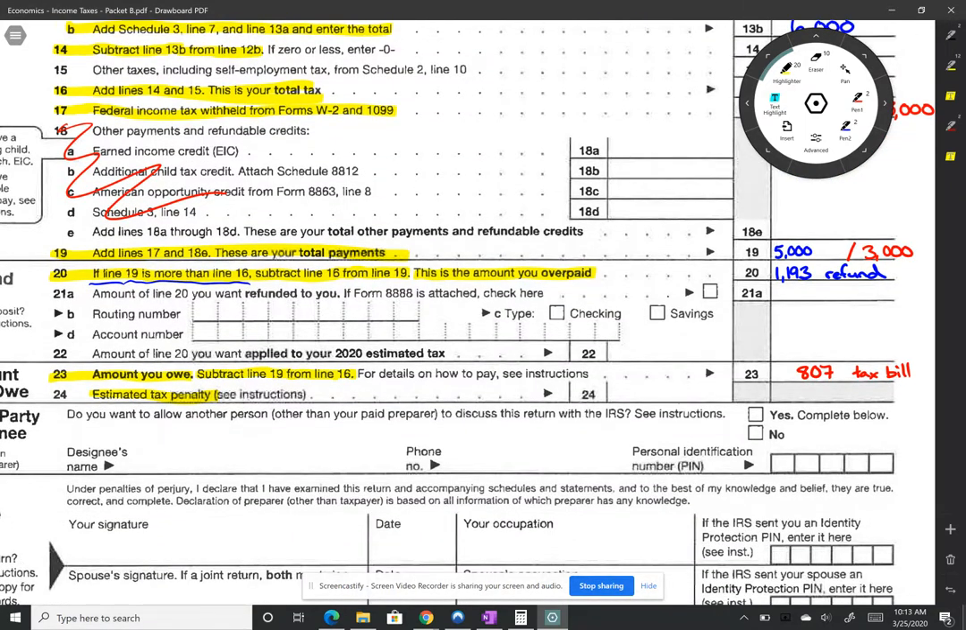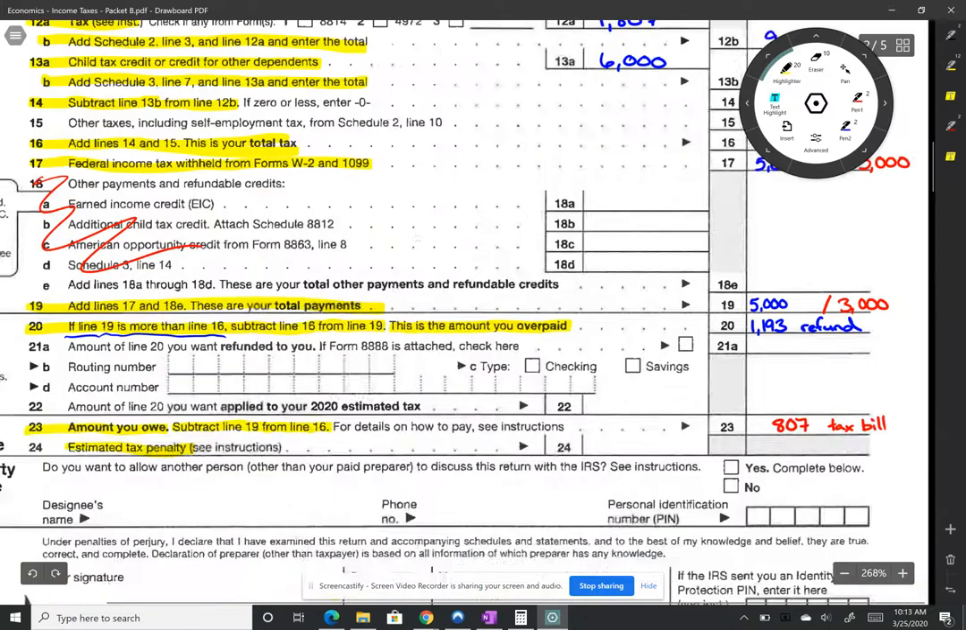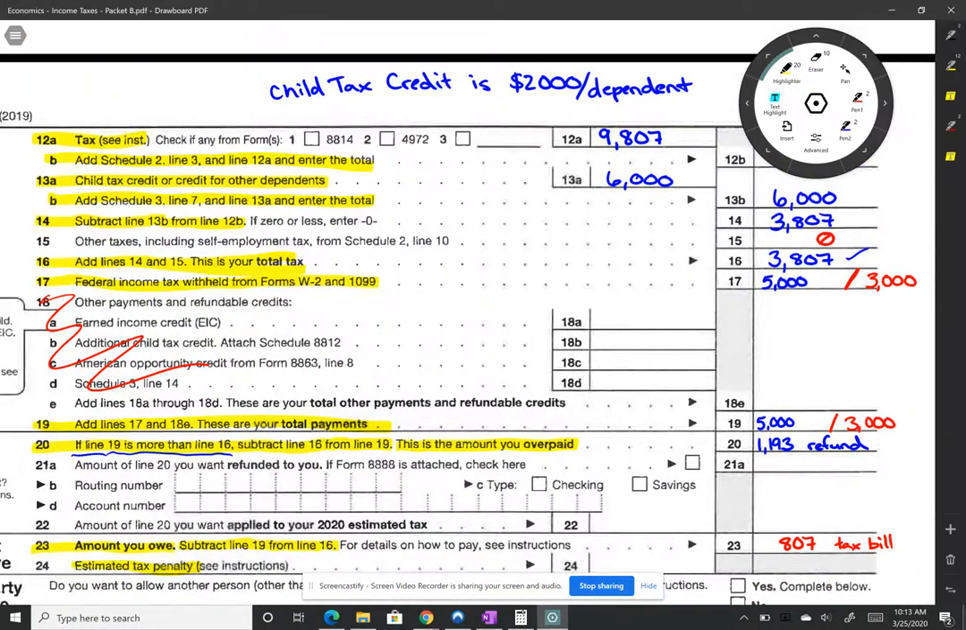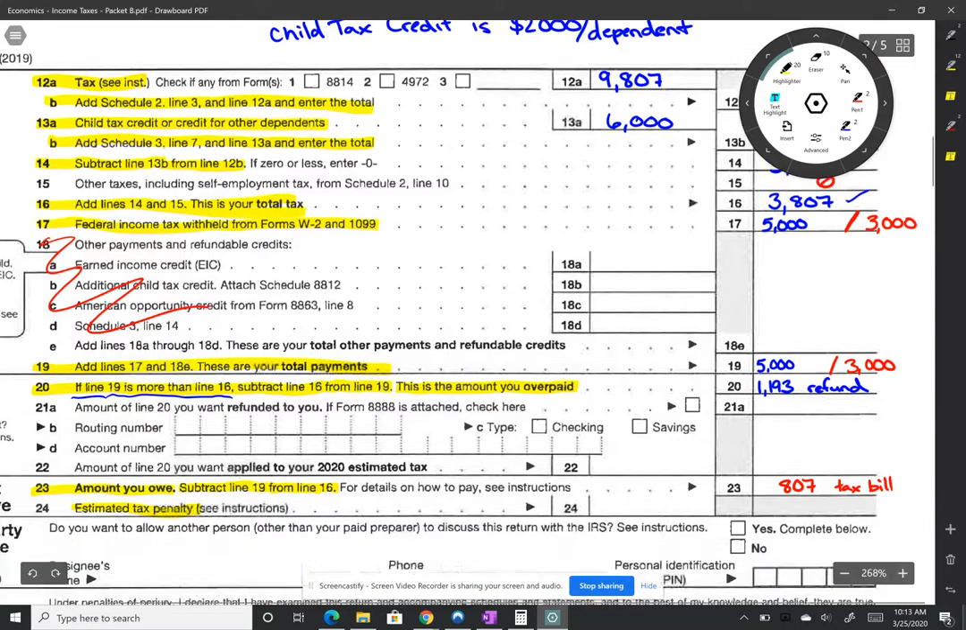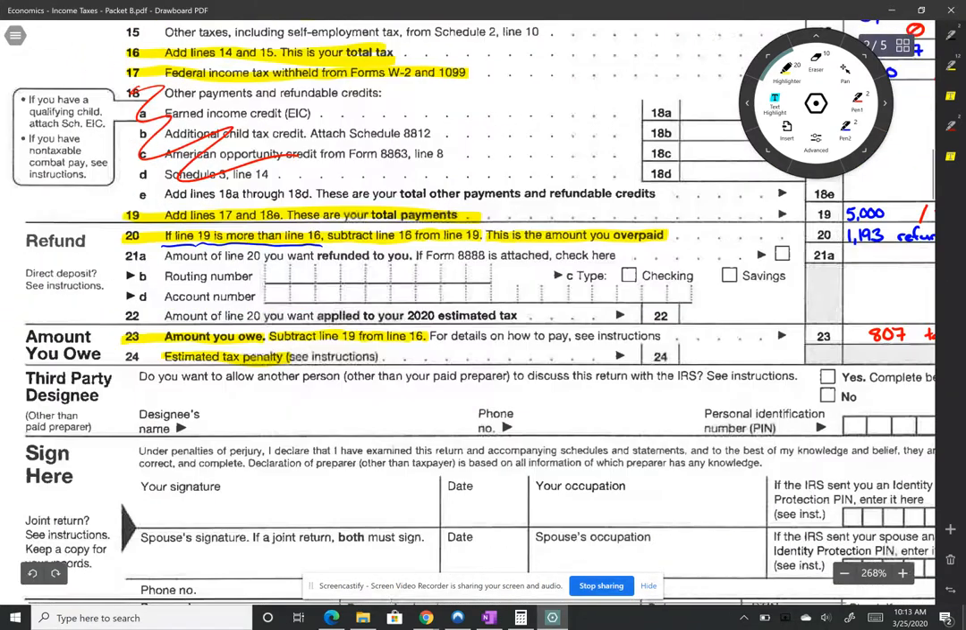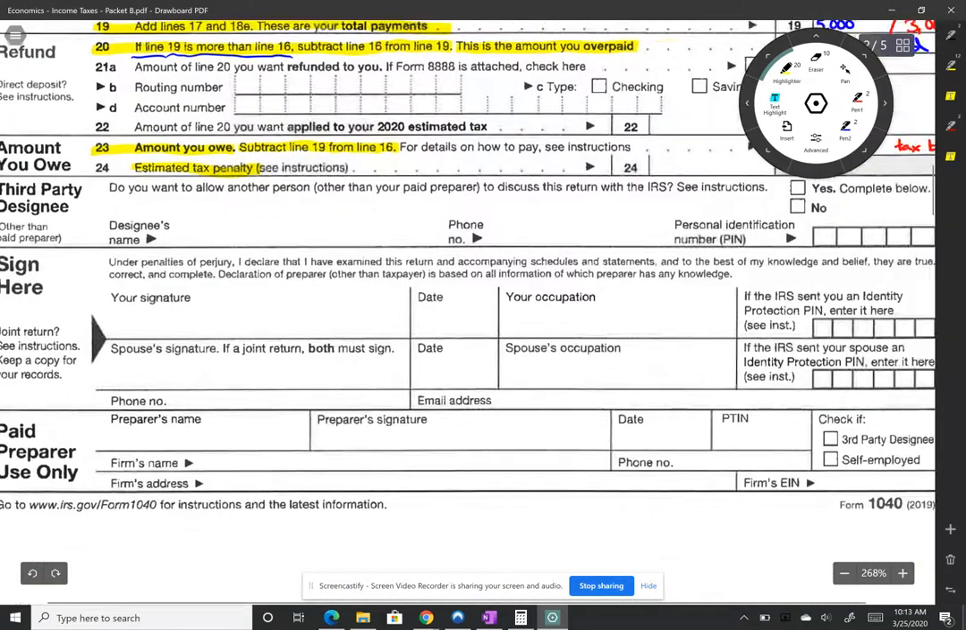Okay, and so if line 19, oops, jumped ahead. If line 19 is greater than line 16, it's a refund. If line 19 is less than line 16, it's a tax bill, and so they have to pay that. All right, and we are done. We have filled out the taxes.